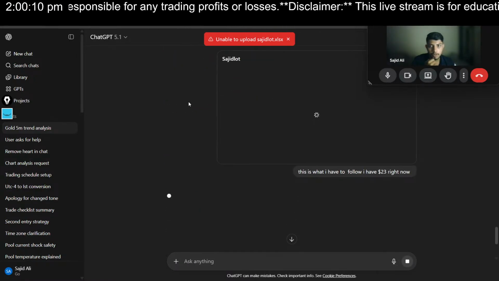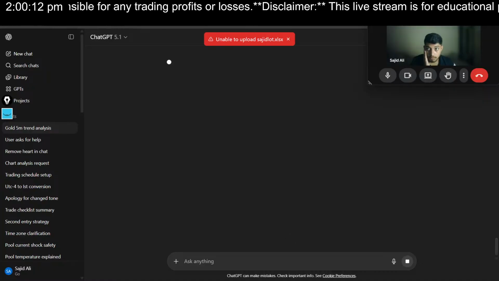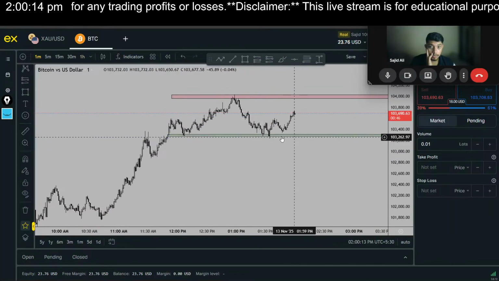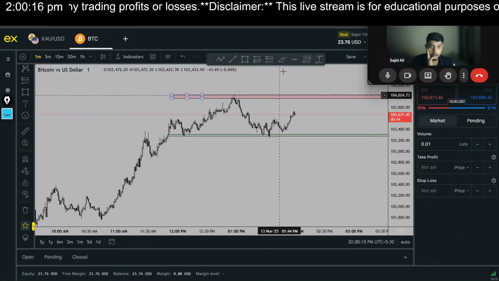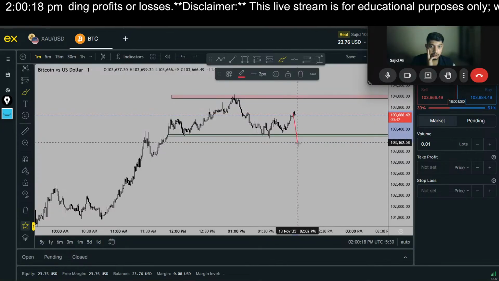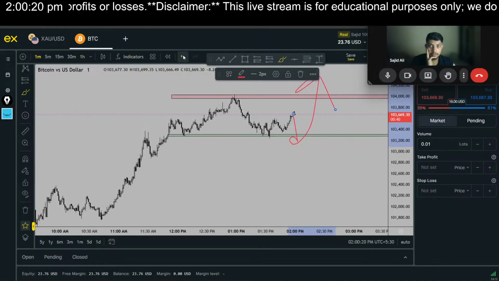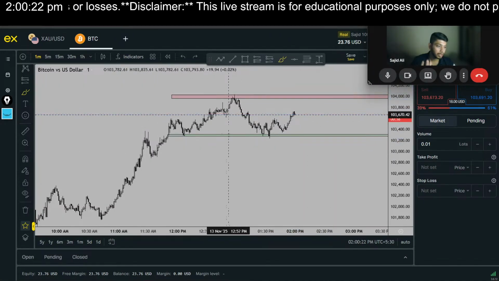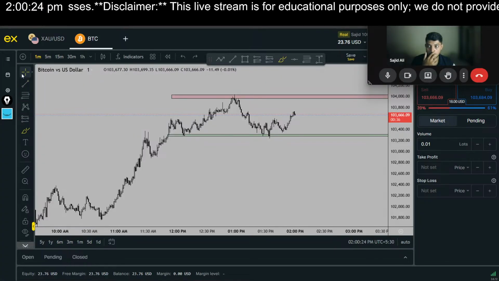Okay, so we'll upload this. Meanwhile, keep an eye on Bitcoin. We are looking for a buy side trade. If it comes down here, liquidity grab, then go up. I'll also put the same thing in ChatGPT. Then we'll see what it does.